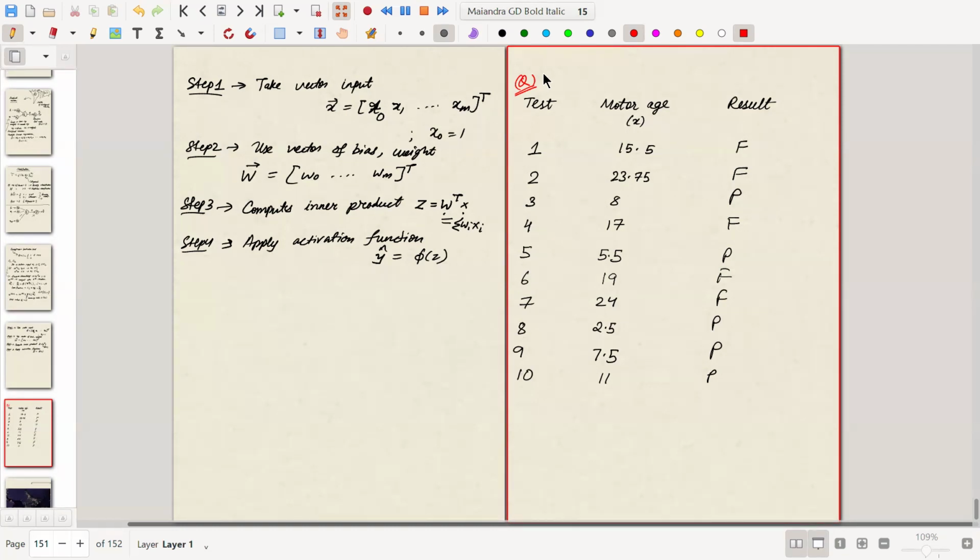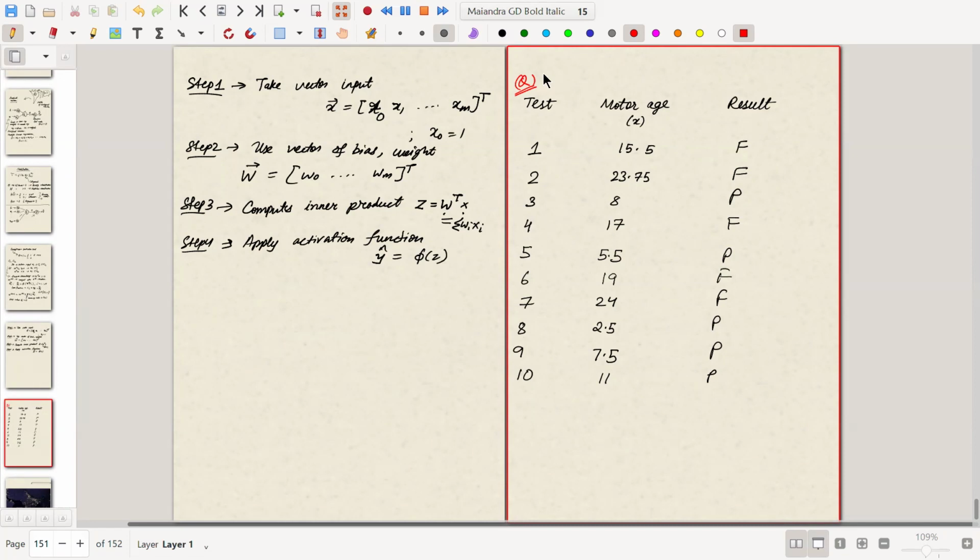This is the data of that, from different households. Maybe one household, 15 years, fail, need to bring a new one. 23 years, need to bring a new one. 8 years, pass. So you can see similarly.